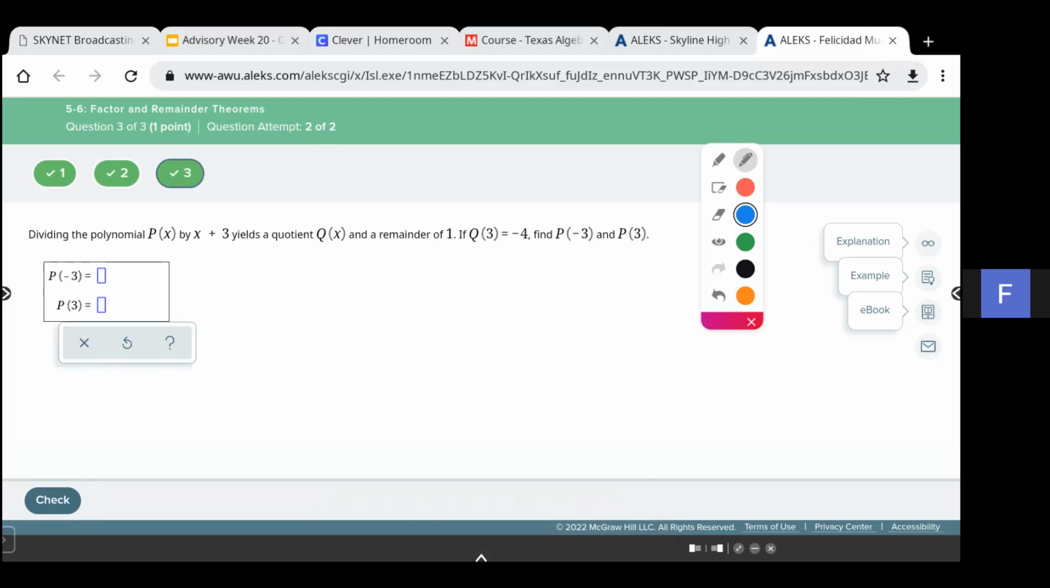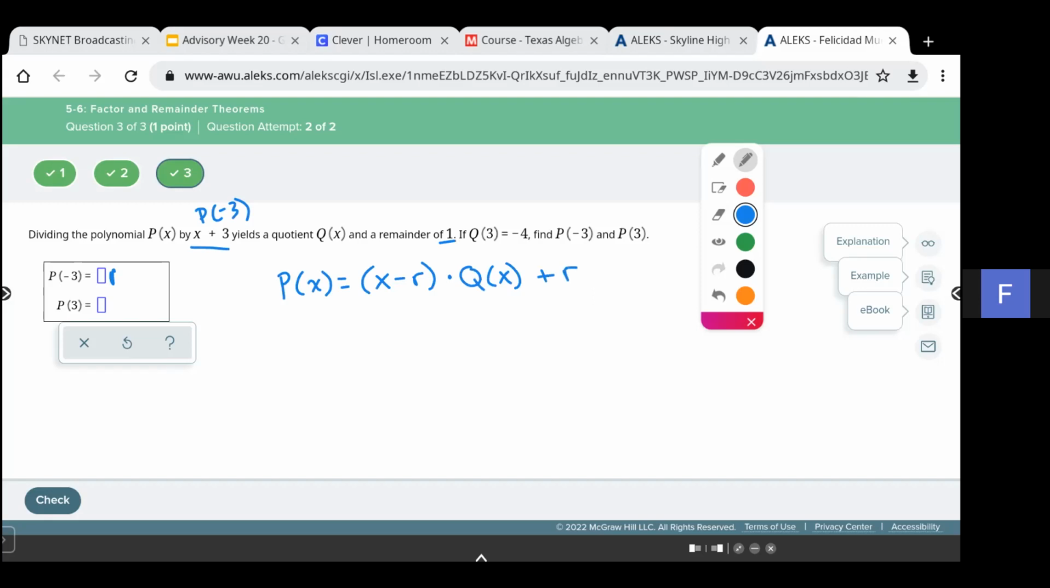So we have P of X divided by X plus 3 gives us the quotient Q of X with a remainder of 1. If Q of 3 equals negative 4, find P of negative 3 and P of 3. So the fact that they tell us we're dividing by X plus 3 tells me P of negative 3 is 1 solely by the remainder property or theorem. So P of X equals X minus R times Q of X plus my remainder.